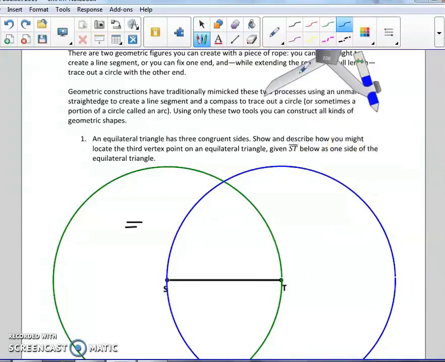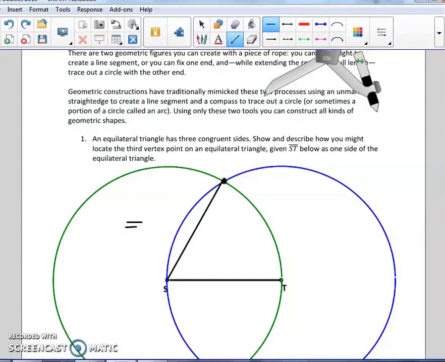of line segment ST. So what we discussed in class is that if we were to put a point on where those 2 intersect, the blue and the green, if we put a point right there, we should be able to construct an equilateral triangle if we connect that point that's created with each of the endpoints.